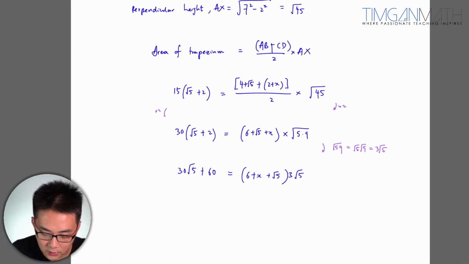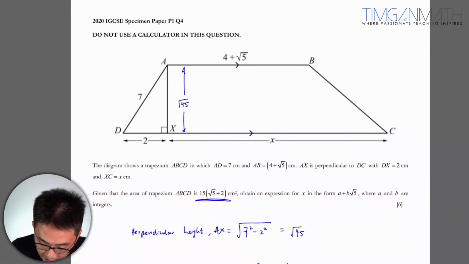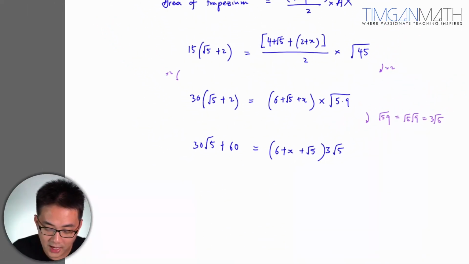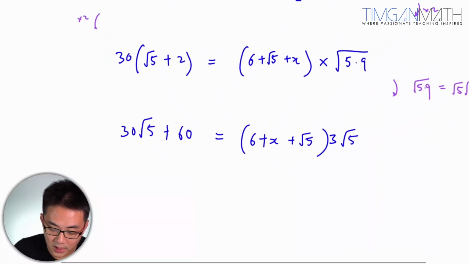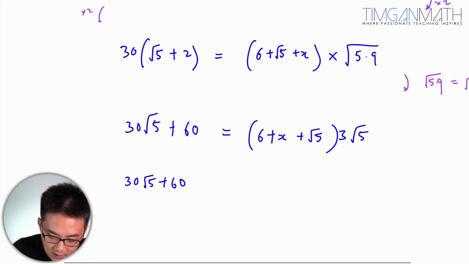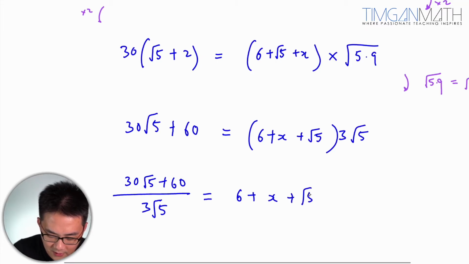Actually, I should have a look at what the question is asking. It wants x in the form a plus b root 5, so I need to make x the subject. Goodness, I didn't even think of that. So I'm going to divide both sides by 3 root 5: 30 root 5 plus 60 divided by 3 root 5 equals 6 plus root 5 plus x.